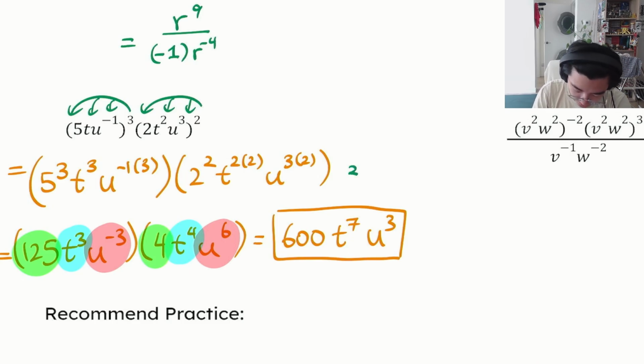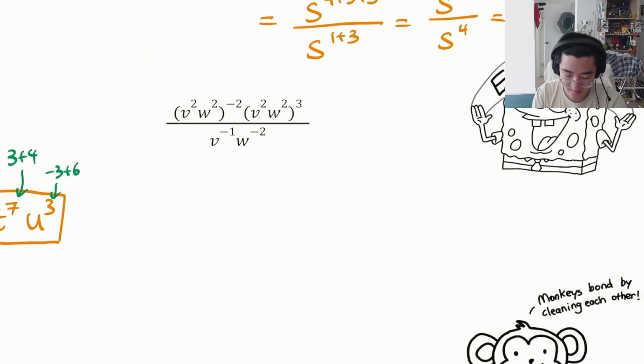So again, t is just 3 plus 4 here, the 3 and the 4. And u is -3 plus 6. Ta-da! There we go. Last one.